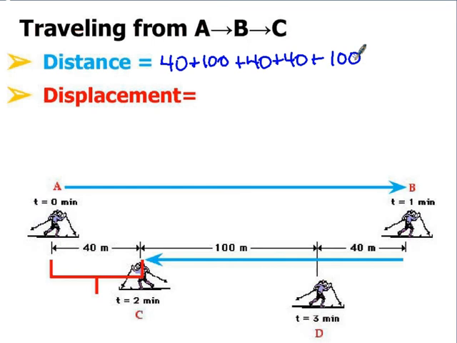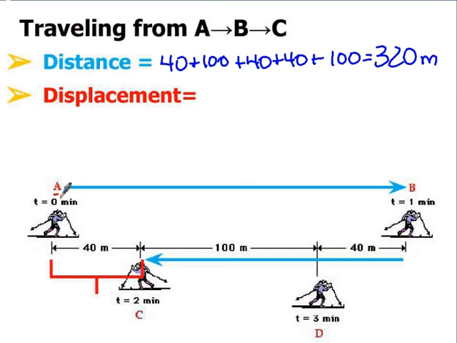So we have 40 plus 100 plus 40 plus 40 plus 100. If you add all those up together, you end up with a total of 320 meters. But let's look at our displacement. Okay, I'm not going to add every distance up because all I care about with displacement is how far I am from where I started.